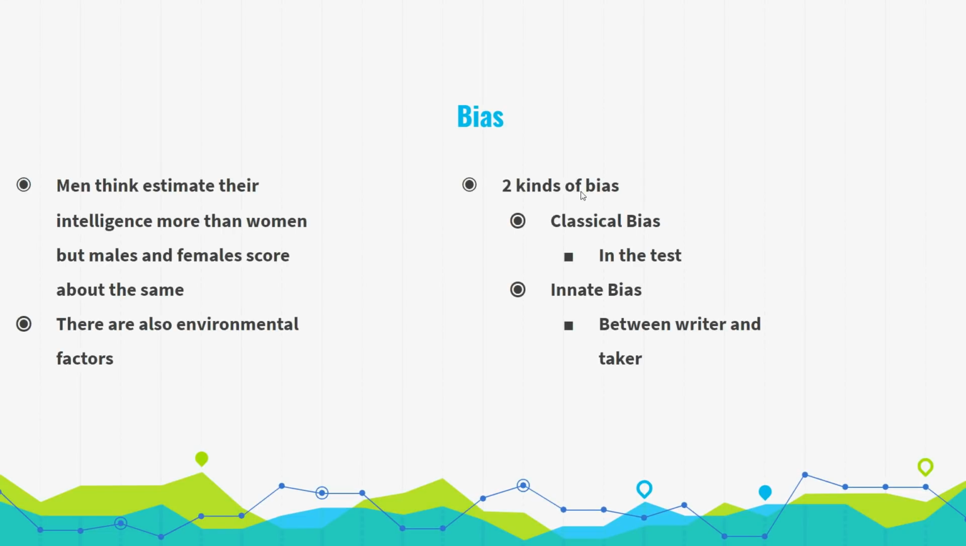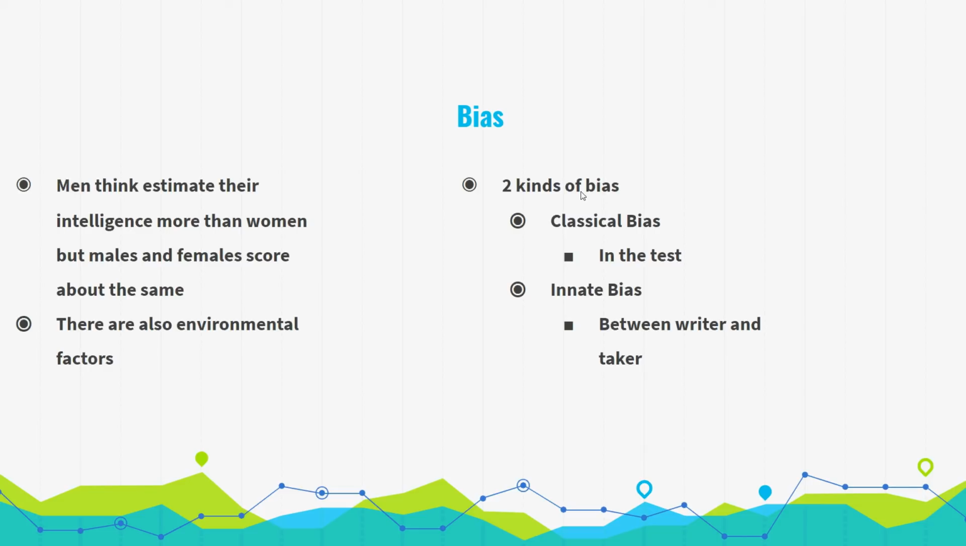And finally, we're going to talk about bias. Now, some forms of bias include gender bias. For example, men think that they are super smart. Women are less likely to overestimate their intelligence, but both males and females score about the same. There are also environmental factors, right? Depending on what resources you had access to, you might have different amounts of knowledge and intelligence.